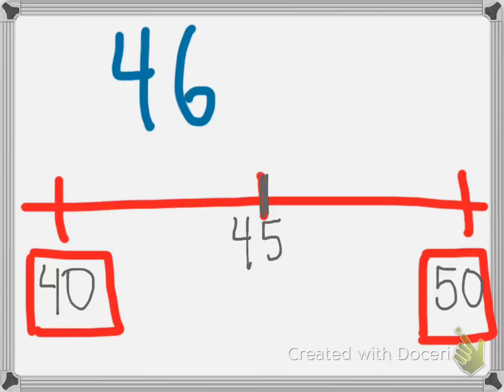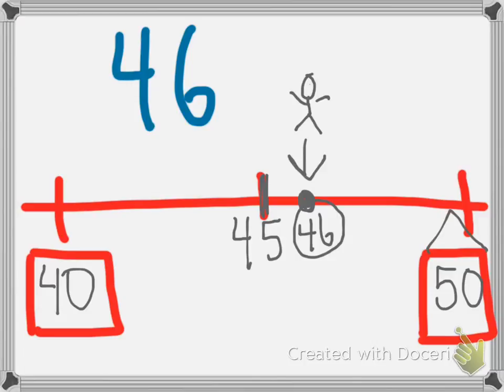Now I need to plot my number, 46. So 46 comes right after 45. Now 46 rounds to the nearest 10, so I have to figure out which 10 it's closest to. I like to think of the number line like I'm going to CVS. If this is me, here I am, and I need to go to CVS, which one is closest? 50 or 40? Well, the 50 is the closest CVS to me, so that's where I'm going to go. Therefore, 46 rounds to 50.